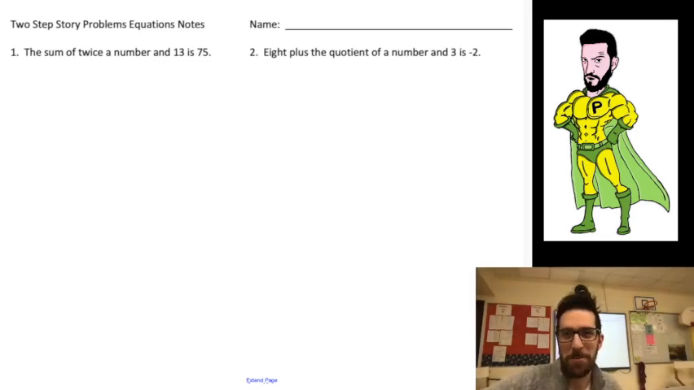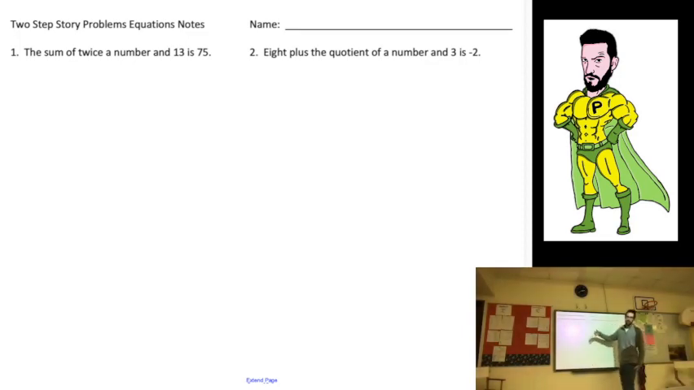Do you like story problems? Me too. I'd like to tell you a story about two-step equations. Let's go! Alright, now these are starting off with some of our key words.